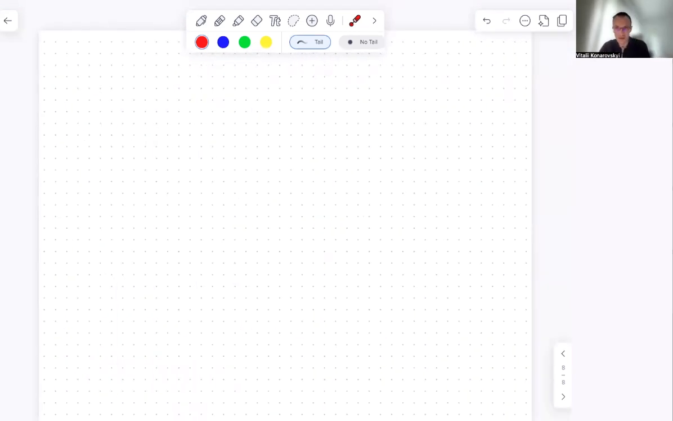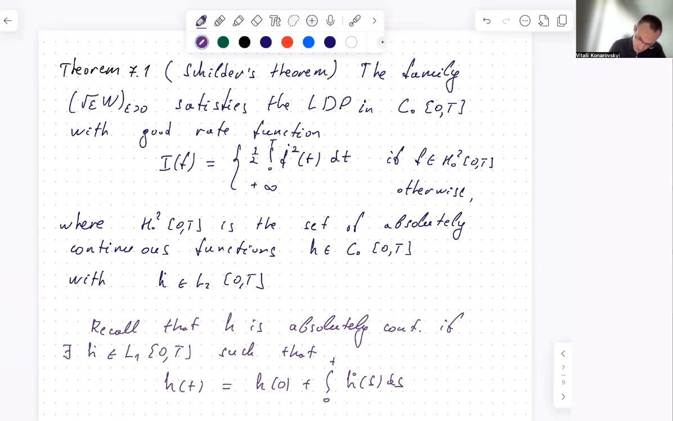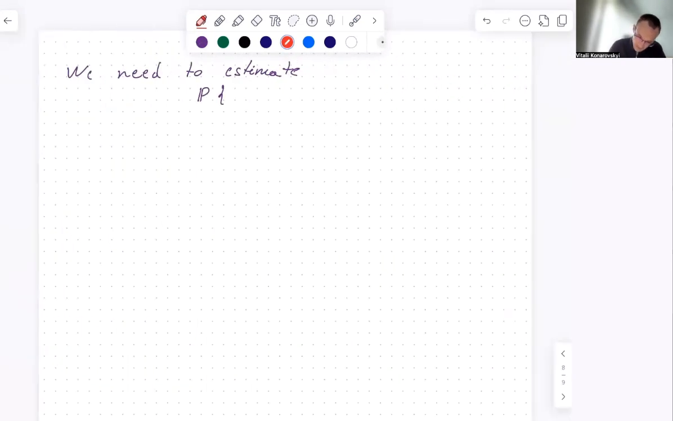And since we need to care about the probability, let me write here that we need to estimate the probabilities that Brownian motion, let me also denote that Brownian motion here by W epsilon, that the probability that W epsilon belongs to the ball of radius r at center f. So actually, it is the probability that W epsilon minus f in the uniform norm is less than r.